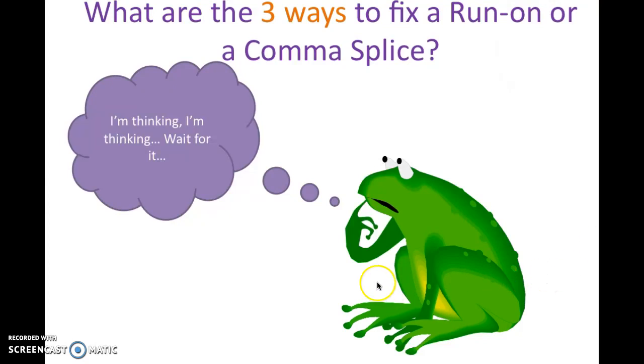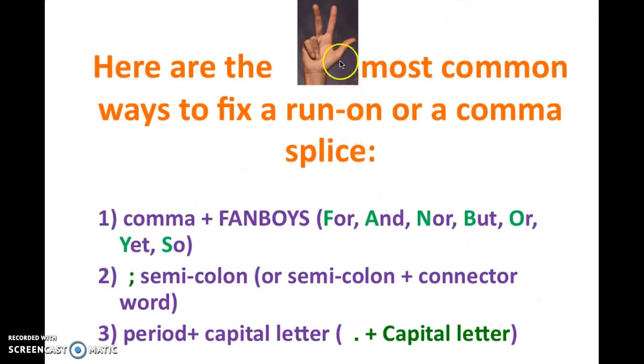What can you do? Any ideas? Here we go. There are 3 ways to fix a run-on or a comma splice. First, you can fix it with a comma and then a fanboy. A comma itself won't do it, but if you add a fanboy, one of the for, and, nor, but, or, yet, so, any one of those words, you're going to be able to fix that sentence.